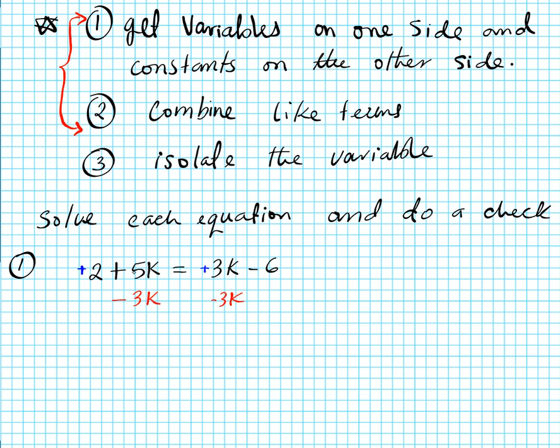Okay, notice what I did. I lined up like terms. This is degree 1, this is degree 1. Line them up so I can combine them together. This will move 3k to the other side because these two cancel out.